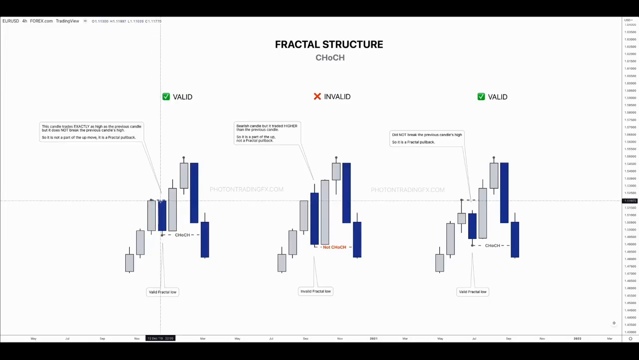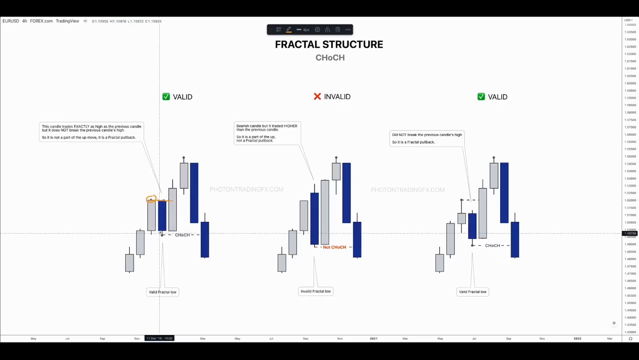Well, remember, what is the definition of a fractal pullback? It's if it fails to break the previous candle's high. So if this candle here trades exactly as high as this candle here, has it broken its high? No. So that means the fractal pullback has started. If you see perfectly equal highs, that is the fractal pullback started, and you can mark this out as your current active fractal high.